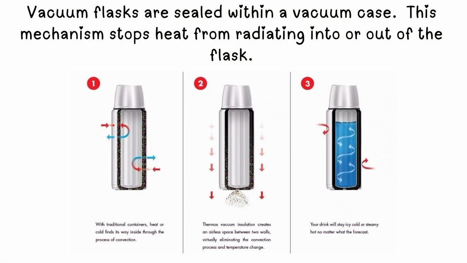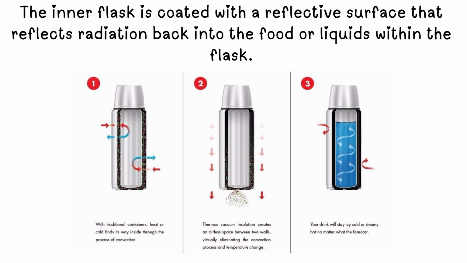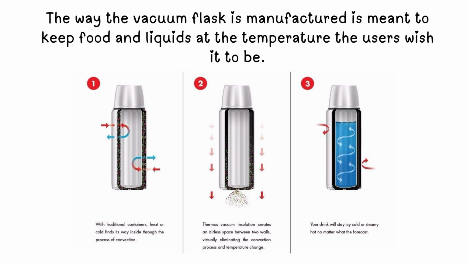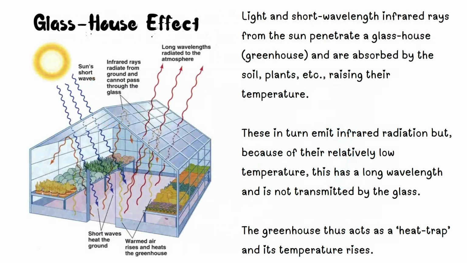Vacuum flasks are sealed within a vacuum case. This mechanism stops heat from radiating into or out of the flask. The inner flask is coated with a reflective surface that reflects radiation back into the food or liquid within the flask. The way the vacuum flask is manufactured is meant to keep food and liquids at the temperature the users wish it to be. The glasshouse effect.